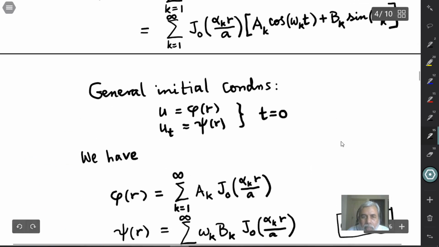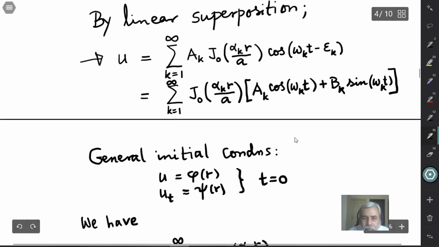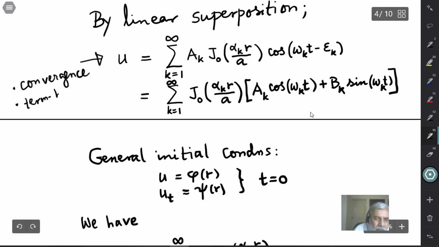So what remains to be done is, after obtaining the solution in this infinite series, we have to worry about convergence, and then this term by term differentiation. Then only we can say that it's a required solution. If you are not able to do that, it is just a formula.